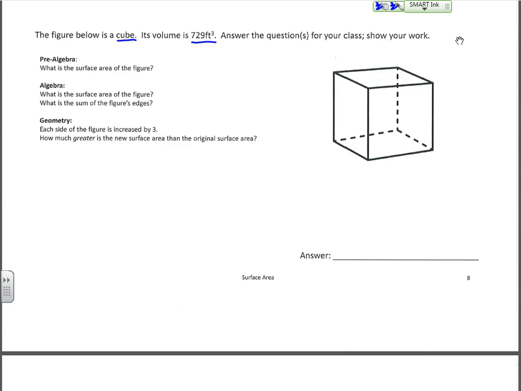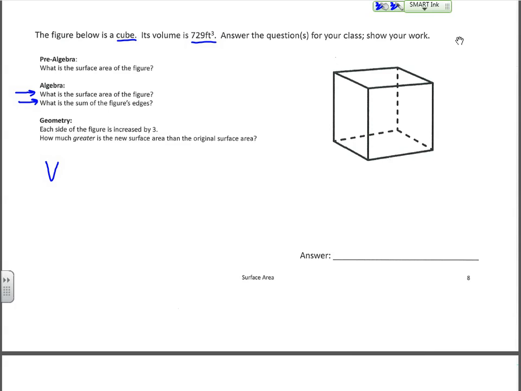And your job is, without any other measurements given here, right? There's nothing written on the cube itself. You need to tell me what the surface area of the cube is and what the sum of its edges is. And so to do both of them, you need to calculate the length of one of its sides. But how do you do that? There's no information given, other than it's a cube and its volume is 729.